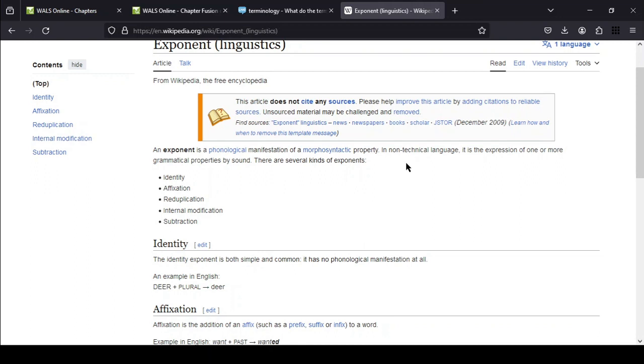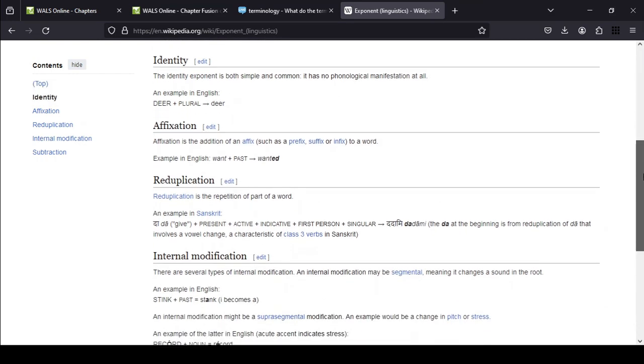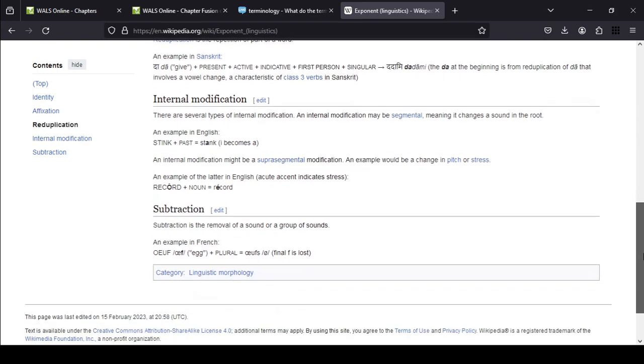An exponent is a phonological manifestation of a morphosyntactic property. In non-technical language, it is the expression of one or more grammatical properties by sound. There are several kinds of exponents: identity, affixation, duplication, modification of the inside of the word, or removal of something from the word. These are ways to express an exponent.